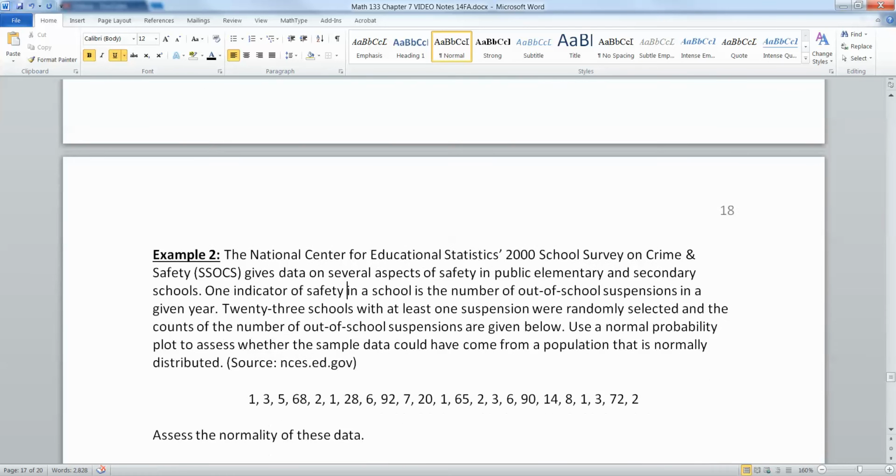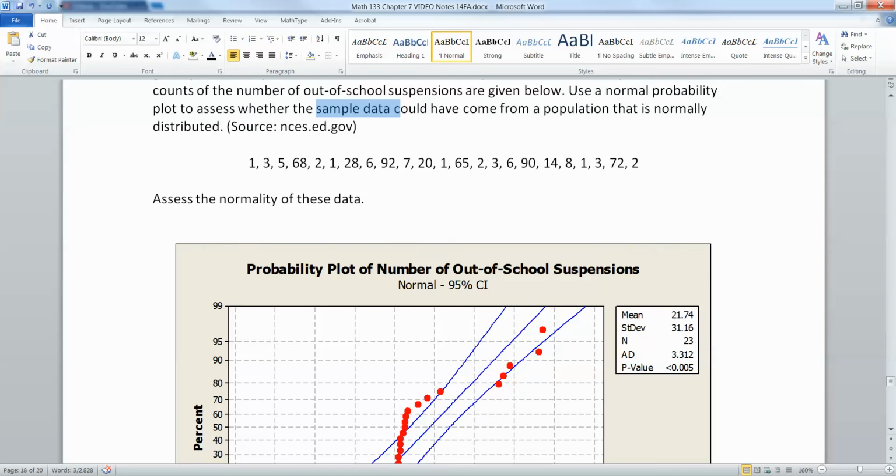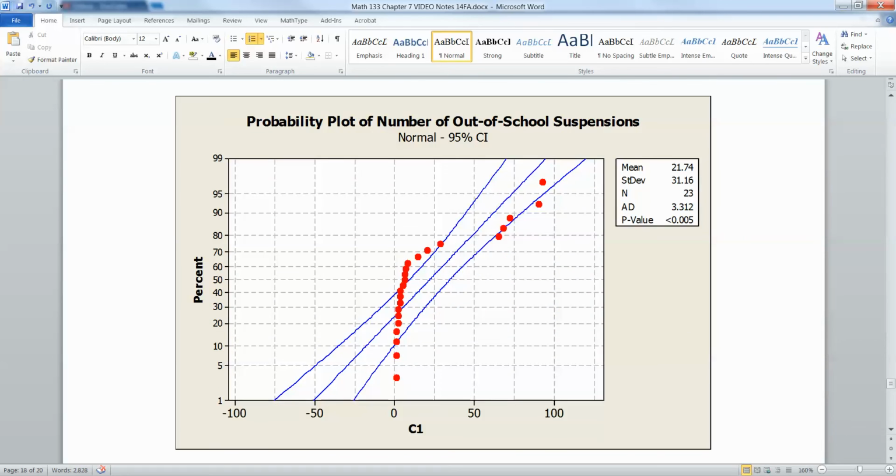All right, here we have the National Center for Education Statistics 2000 School Survey on Crime and Safety, which gives data on several aspects of public safety in public elementary and secondary schools. One indicator of safety in a school is the number of out-of-school suspensions in a given year. 23 schools with at least one suspension were randomly selected, and the counts of the number of out-of-school suspensions are given below. Use a normal probability plot to assess whether the sample data could have come from a population that is normally distributed. So here are all the data from all these different schools, and there you see them drawn.